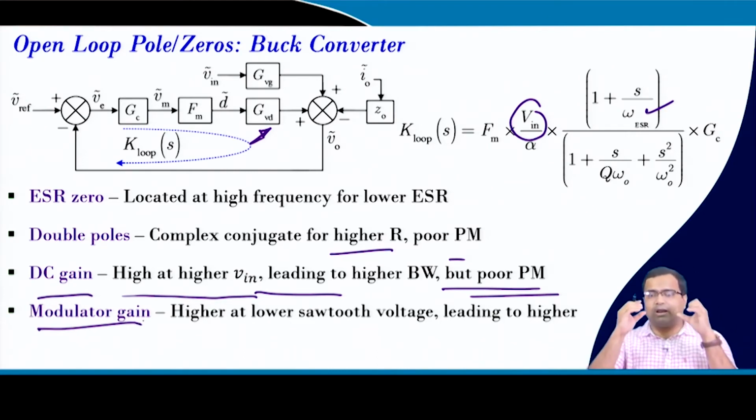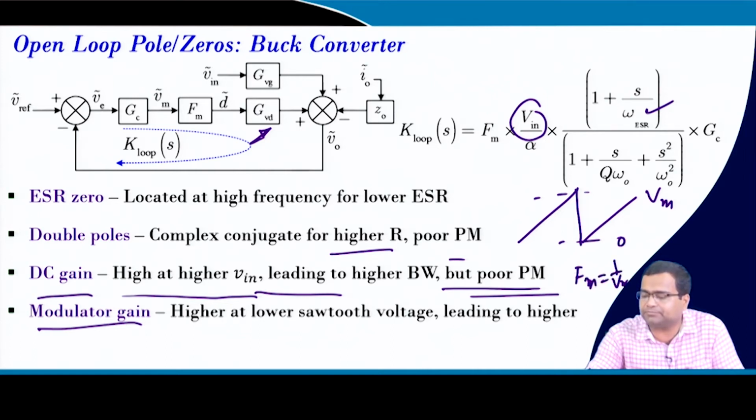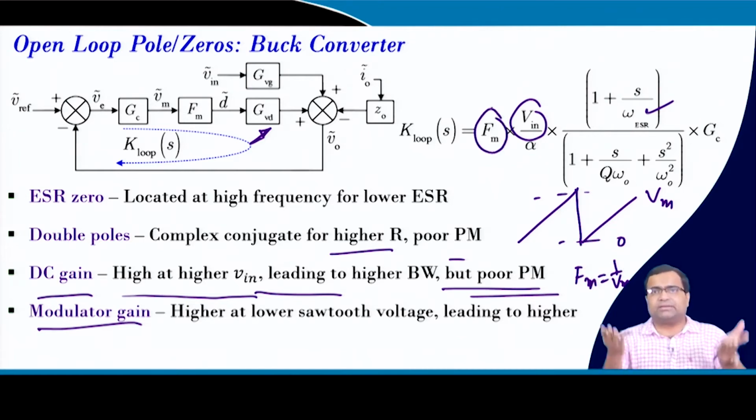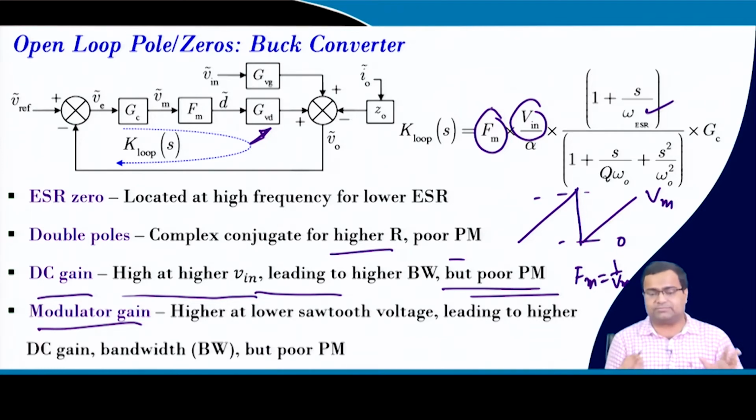Modulator gain is 1 by Vm. If you take a lower voltage, I am talking about this peak to peak voltage, this is my Vm, this is 0, and the modulator gain is 1 by Vm. So, if Vm is small, the modulator gain is large. If the modulator gain is large, it will shift up the DC gain of the loop. So, it can increase the bandwidth, but at the cost of poor phase margin.